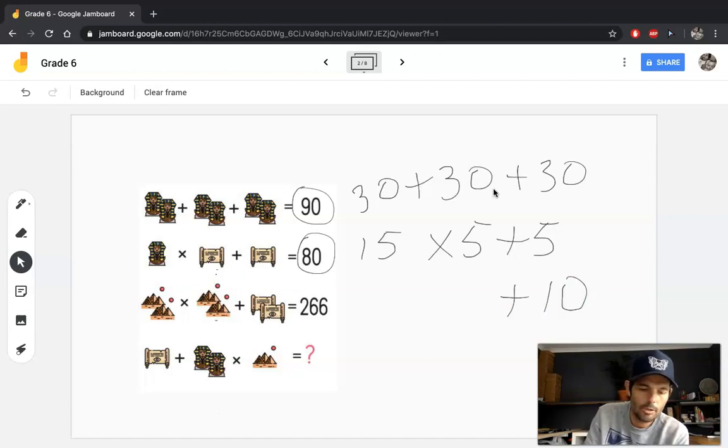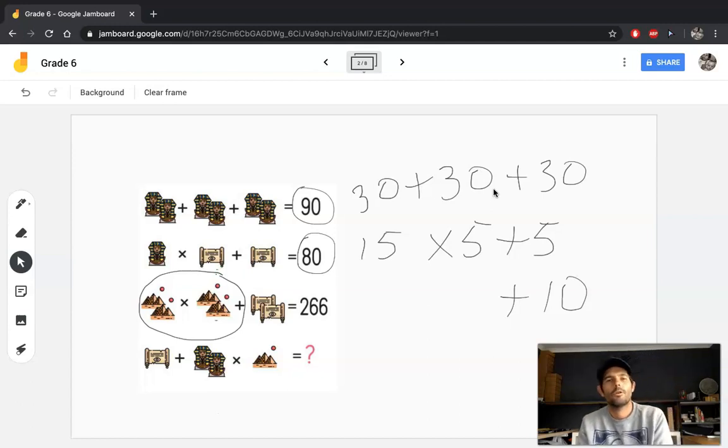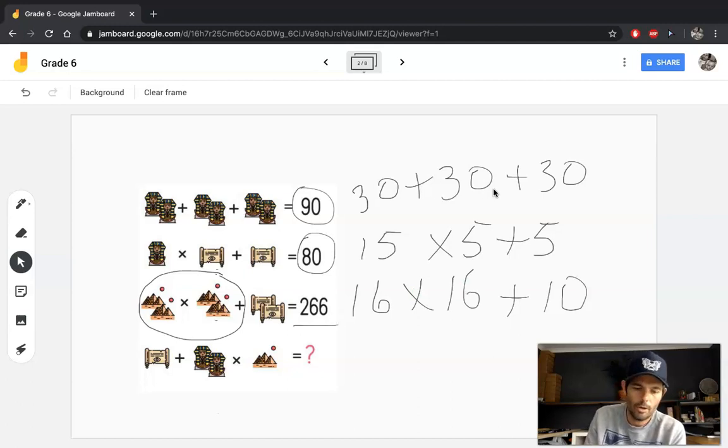That means these two over here need to multiply together to give me 256. Now 256 is a square number. So what number multiplied by itself gives me 256, and that is 16. And then add 10 to get to the 266. And then I know my 1 scroll is 5. I know that my 2 Cleopatras is 30. And I know that my pyramid is equal to 8.